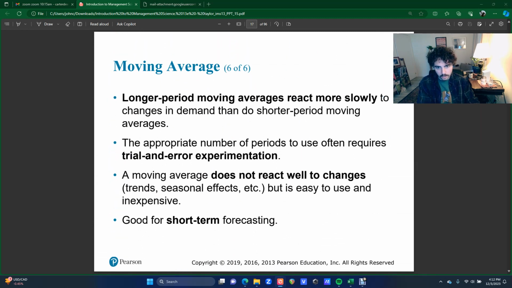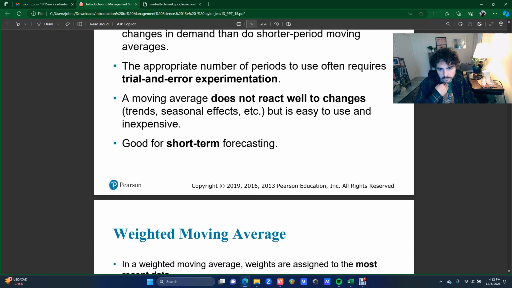Let's see. Longer period moving averages react more slowly. Trial and error. Moving average does not react well to changes, but it is easy to use and inexpensive, right? So it's very easy to calculate. It's best used when there's a pretty solid trend going on, as opposed to different seasonal effects and bumps, spikes, and dips and whatever that was described earlier in this PowerPoint. So good for short-term forecasting.